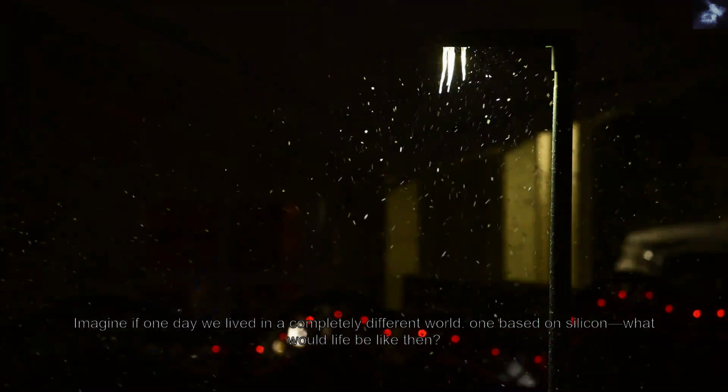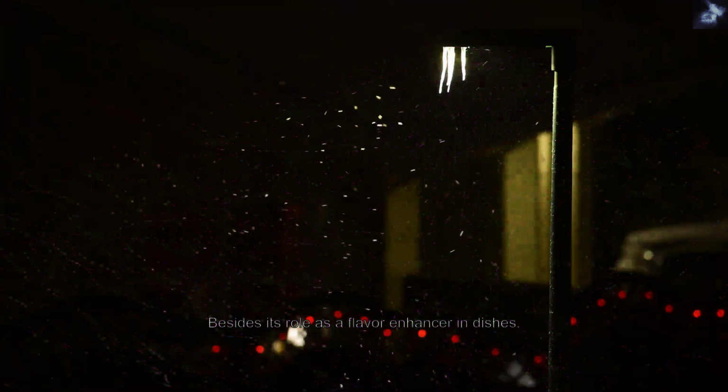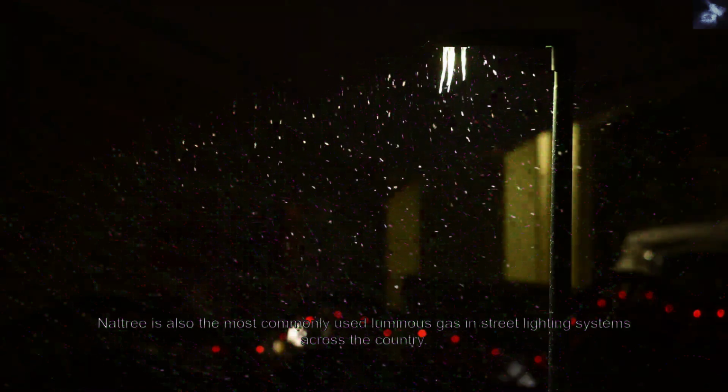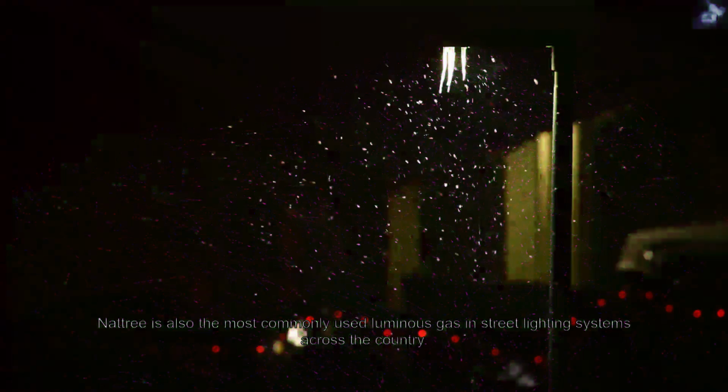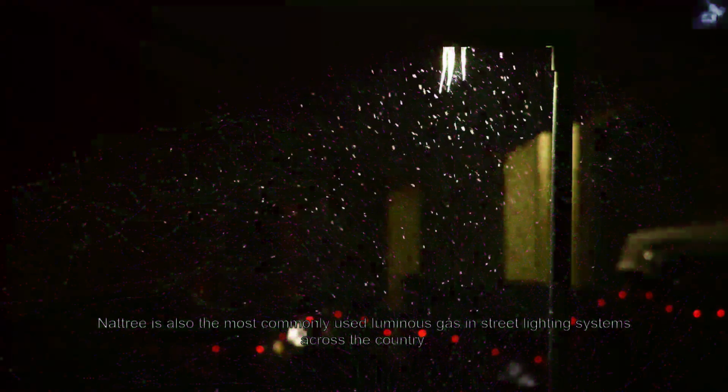They are still focusing on researching experts in the field of extraterrestrial biology. Imagine if one day we lived in a completely different world, one based on silicon. What would life be like then?